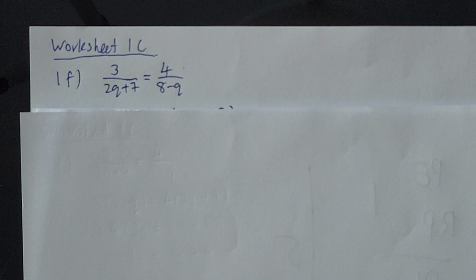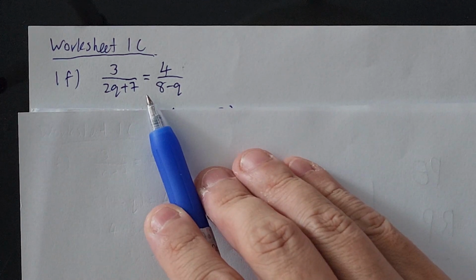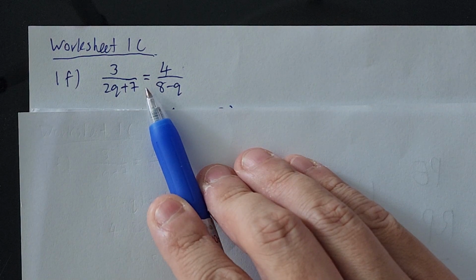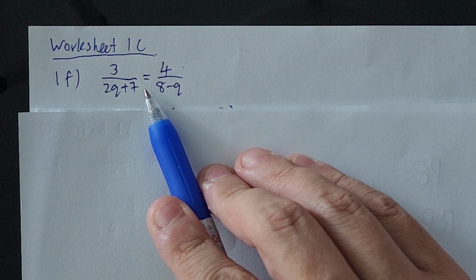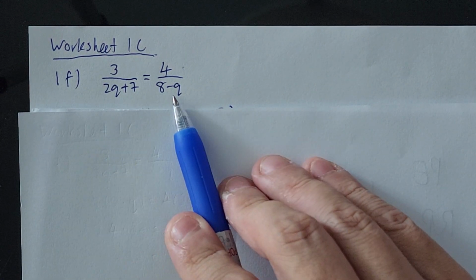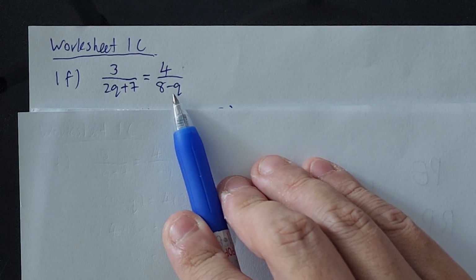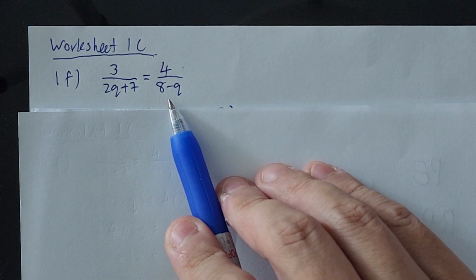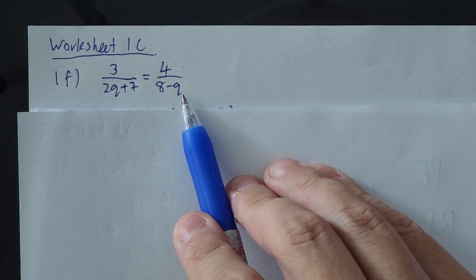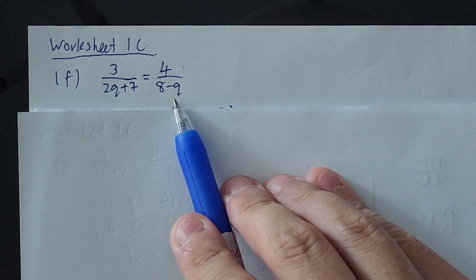So 3 over 2Q plus 7 equals 4 over 8 minus Q. Now, first thing, identify that it's an equation because of the equal sign in the middle. So you have the left hand side and right hand side, so that you know we are trying to solve. That means at the end of the day, we want to know the value of Q that makes the left hand side and right hand side equal.